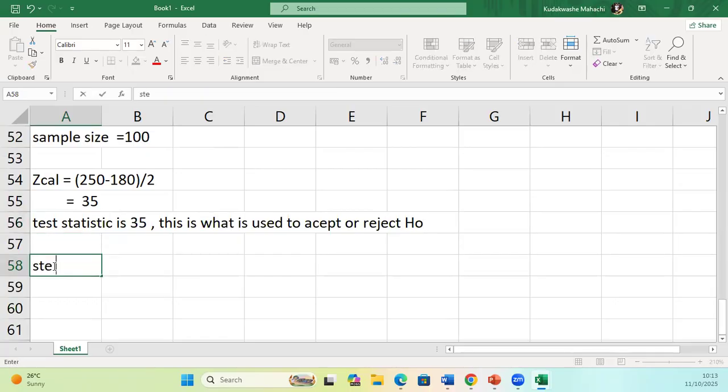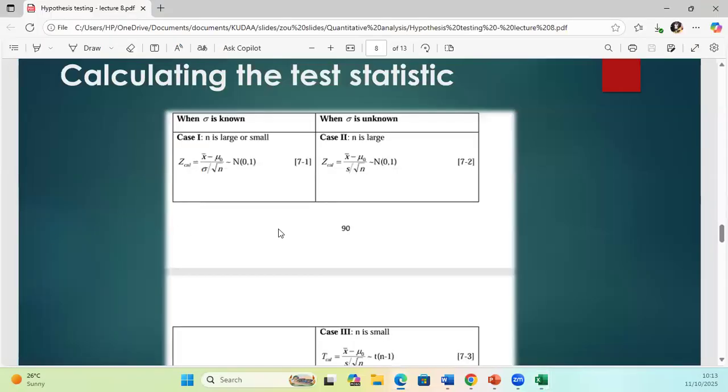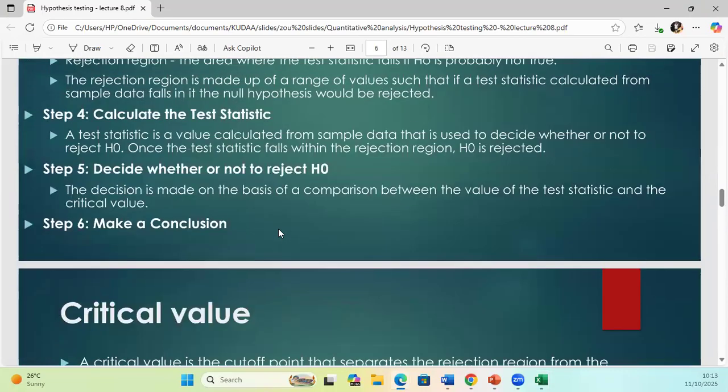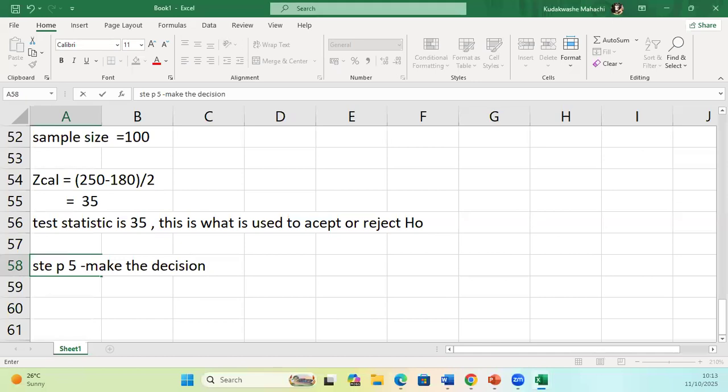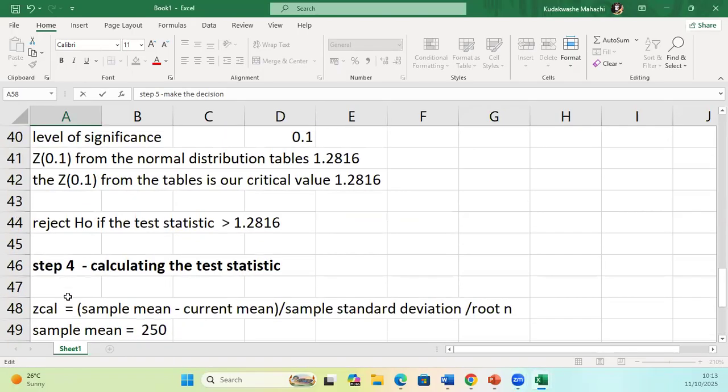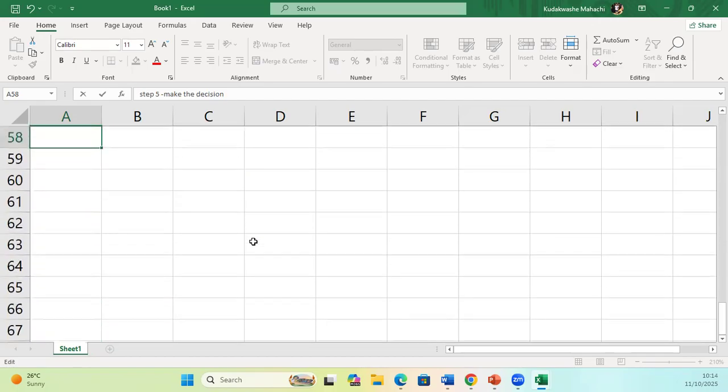Step number 5. What did we say about step number 5? This is when we make the decision. Let's check our steps. Step number 5: decide whether or not to reject H naught. We're just using what we've already talked about. Remember, on step number 3, the last thing we said was: reject H naught if the test statistic is greater than 1.2816.